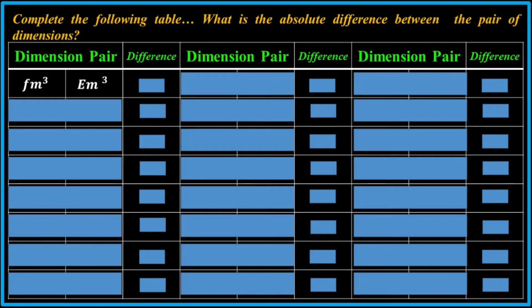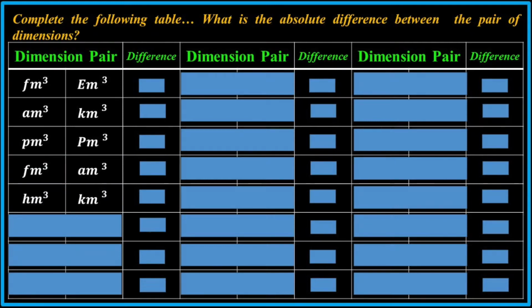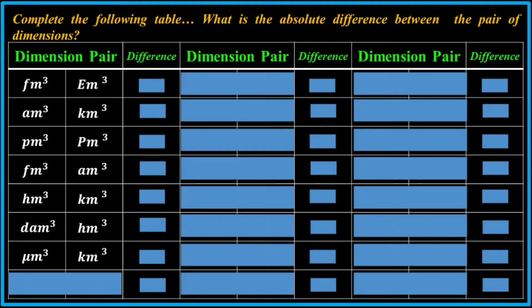And this worksheet is a little bit different. I want you to cube the difference now. For instance, femto is negative 15 and exa is positive 18. That's 33. And 33 cubed would be 99. And then A to K, A would be what? A would be negative 18 and K would be positive 3. That's 21. So that would be 63. And then negative 12 and positive 15, that'd be 27, so that would be 81.